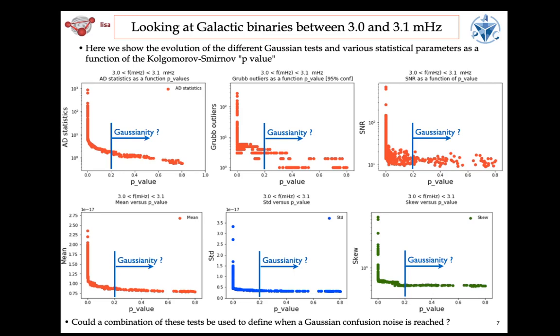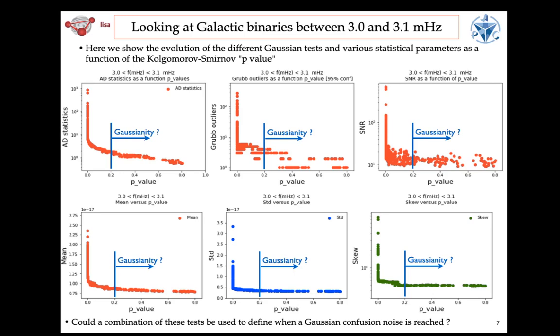Same thing with the Grubbs outliers. We begin with a number of around a few hundred Grubbs outliers. We rapidly diminish until we have less than 10, and then we reach a plateau when we have just a few, and we saw that that was significant of Gaussianity. We can look also at the SNR of the subtracted sources. Initially, we have very high SNR. Rapidly, this SNR diminishes as a function of the p-value or the number of subtracted sources. And then we reach a plateau, which is here around between 10 and 20, SNR between 10 and 20.